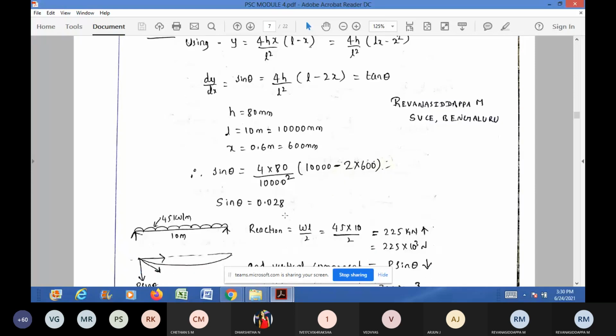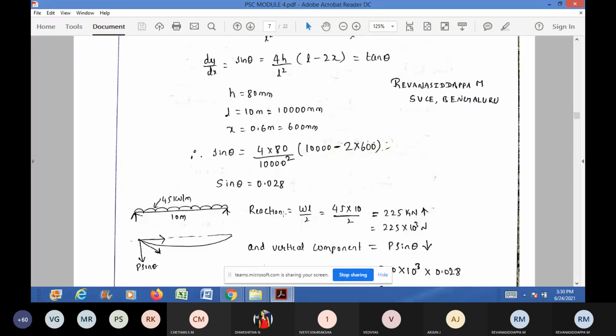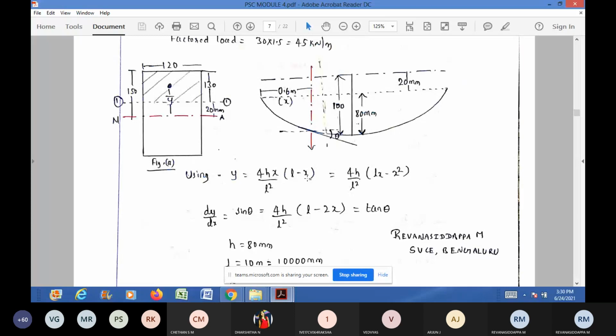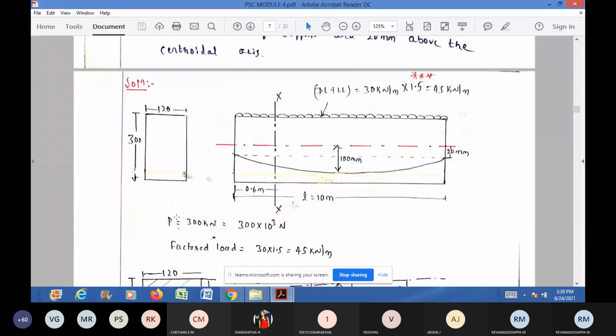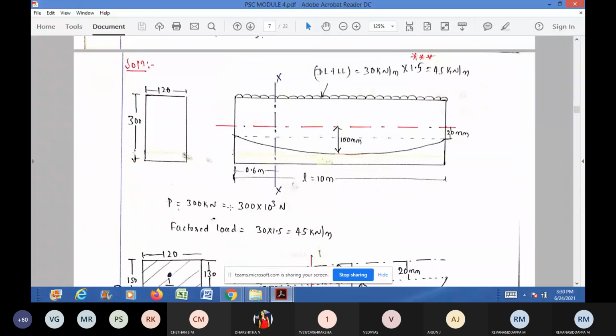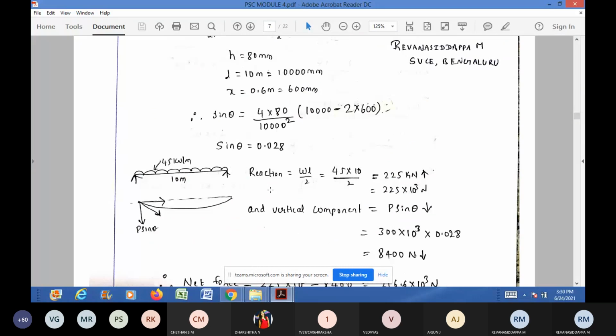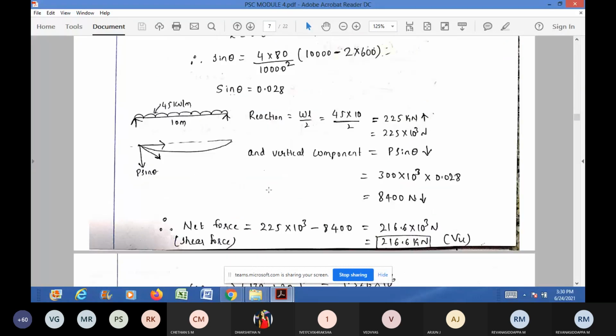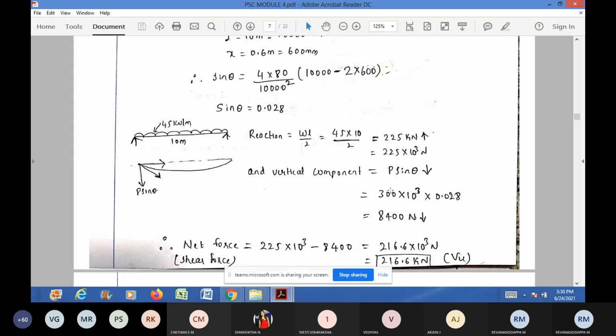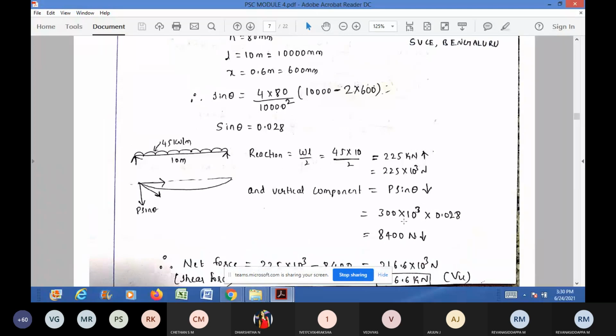Now the sin theta value you got is 0.028. The P value is given, right? P is equal to 300 kilonewton. First you calculate P sin theta. P is 300 kilonewton, nothing but 300 into 10 power 3, multiplied by the sin theta value 0.028, you will get 8,400 Newton as the P sin theta value.